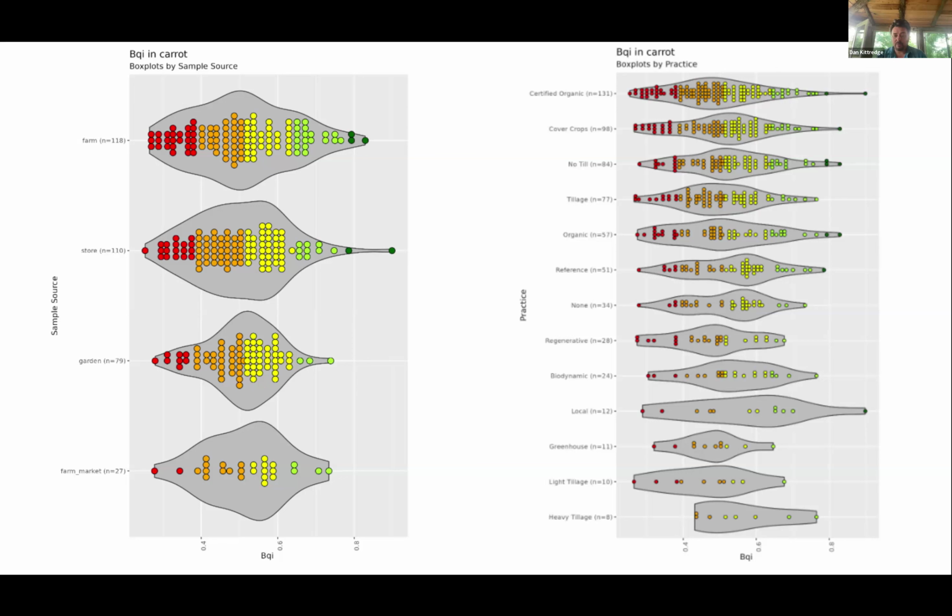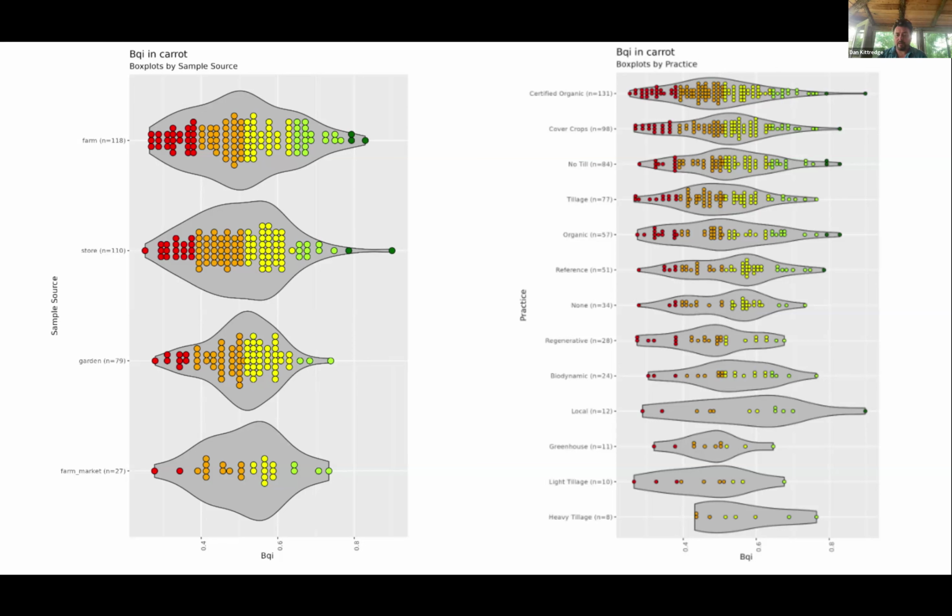Regenerative is the next one there. That fattest spot there is definitely below reference and none. That's self-identified regenerative, biodynamic, local, etc. So really across the board, we're not seeing connections between any individual practice, certification label, and quality.